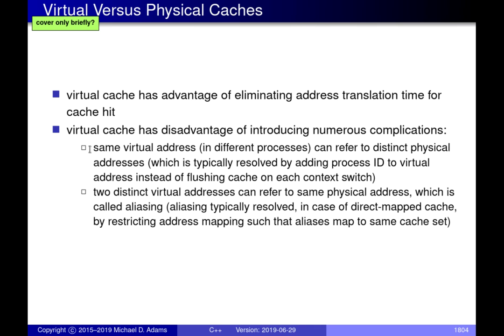There are other better ways to deal with this, but the main point is that this adds some complications. The other problem is sort of the dual to the first one: two distinct virtual addresses can refer to the same physical address, and this is referred to as aliasing. You might have a situation where two different processes are sharing some memory, but the memory is mapped to different virtual addresses in the two processes. Again, there are ways to deal with this problem, but the point I want to get across is that there are additional complications. Because of this, virtual caches are maybe not as attractive as they might look at first.